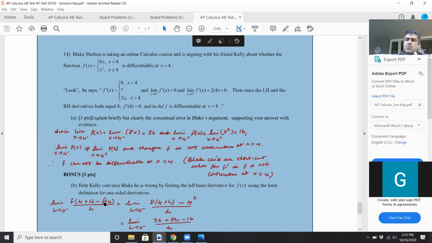F of 4 plus h was a little less than 0 because this h is going to 0 from the minus side, right? H is a small negative number. 4 plus small negative number is less than 4, so you got to use 8x for that one. And technically, the limit definition is the right way to do the left-hand derivative because that's truly what's happening. The shortcut rule, again, is a little bit deceiving here. So it's helpful for a problem like I just showed you over here.